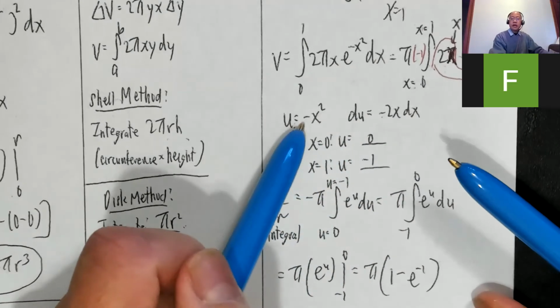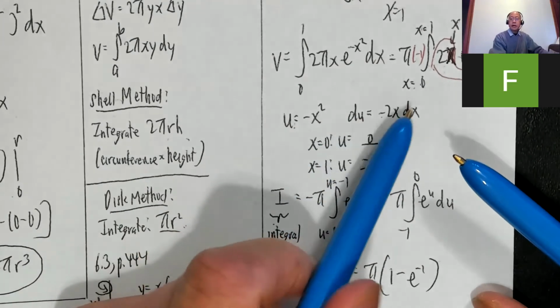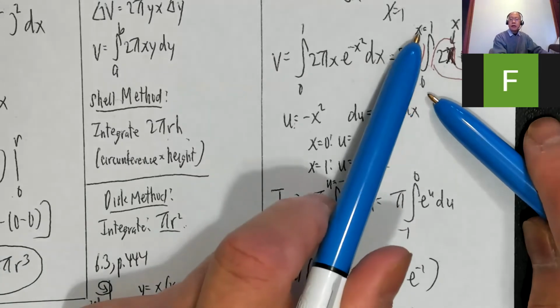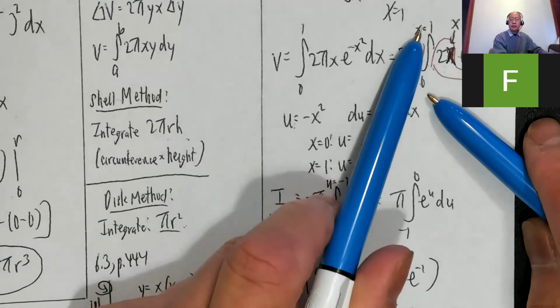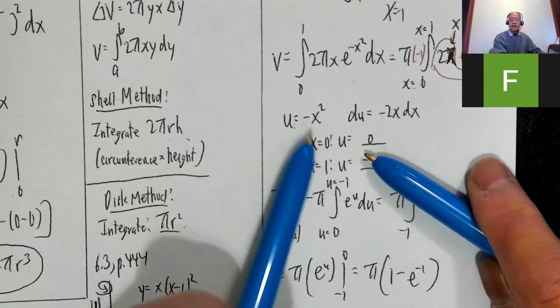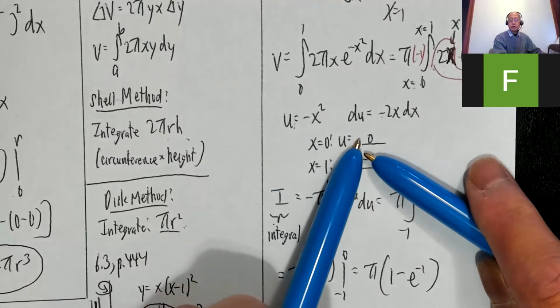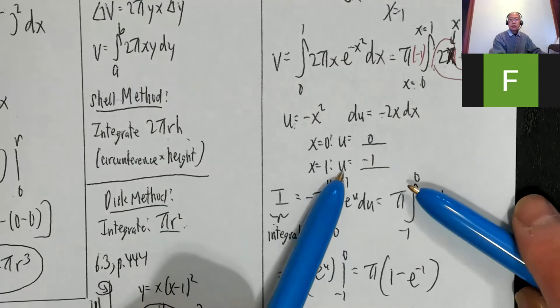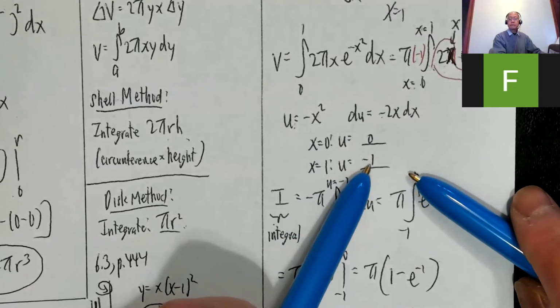All right, so u equals negative x squared, du equals negative 2x dx. Now, we're going to change the limits also. So this is x equals 0, x equals 1. I need to find out what happens to u. If I plug in x equals 0 right here, u is 0. I plug in 1, u is equal to negative 1.